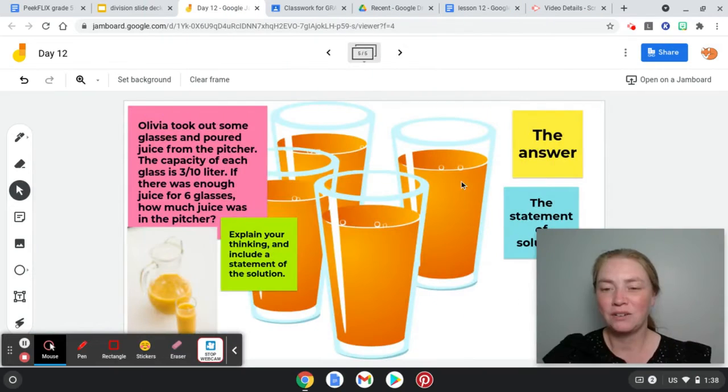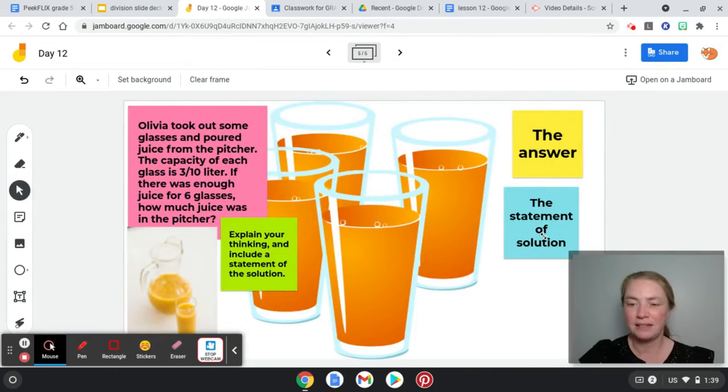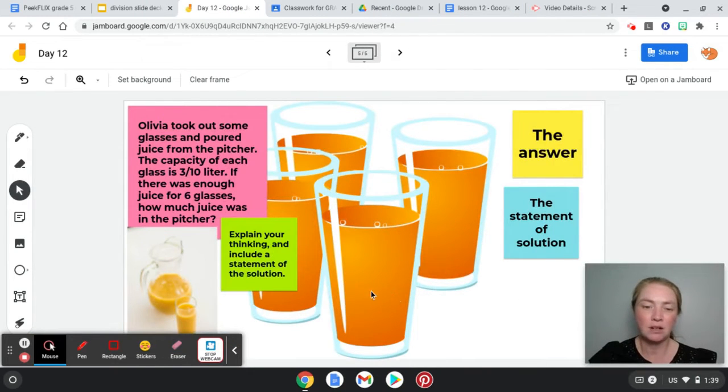Okay, our last question for today includes a question for Olivia. Olivia took out some glasses and poured juice from the pitcher. The capacity, or the amount of space that each glass could take, is 3/10 of a liter. If there was enough juice for 6 glasses, how much juice was in the pitcher? You're going to also need to explain your thinking and include a statement of the solution.